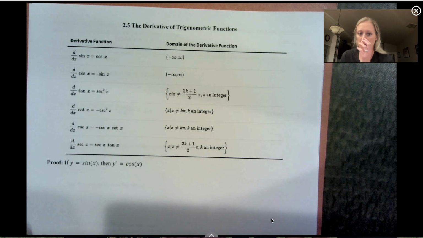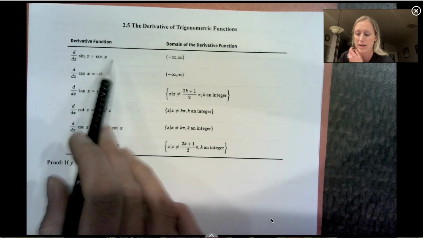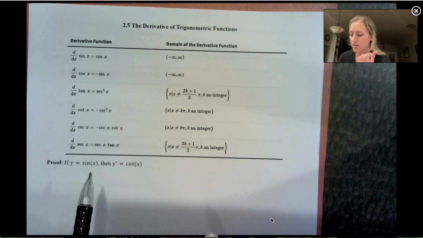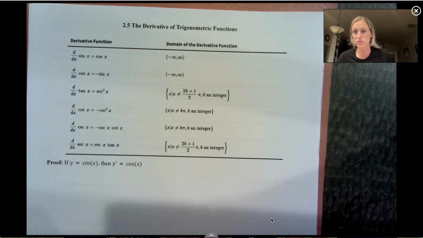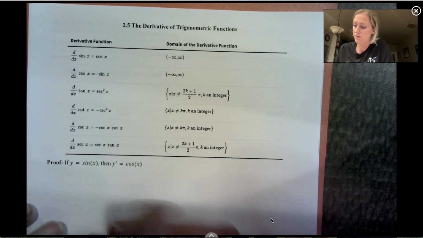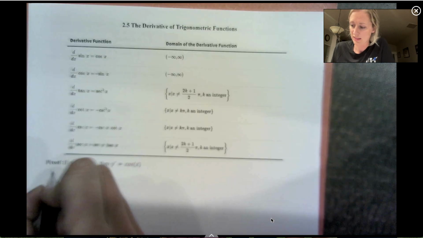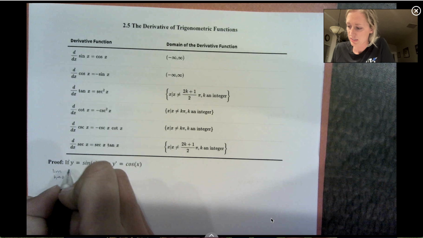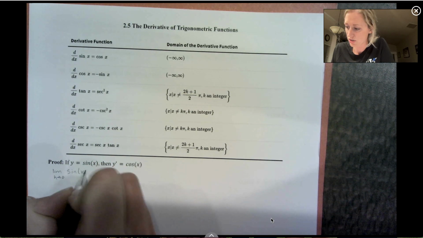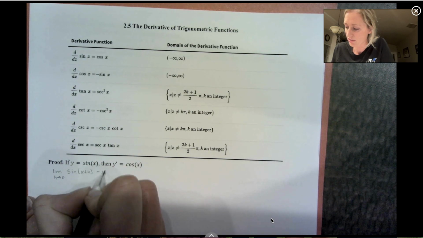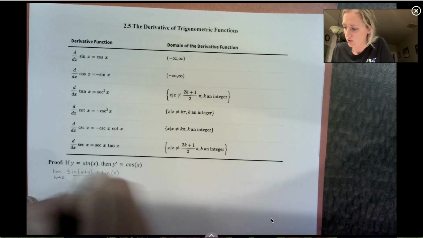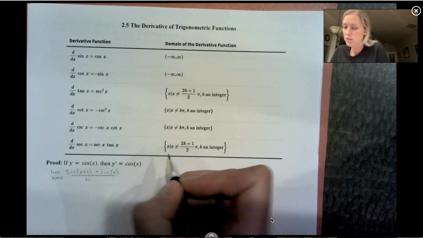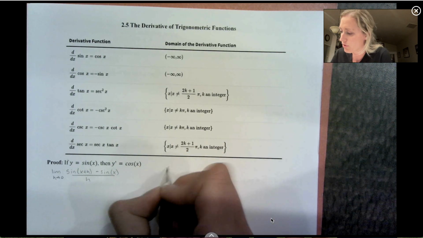Okay. So let's first prove why. Let's just do this first one. Why is the derivative of sine x cosine x? So we're going to use our definition of a derivative, the difference quotient. So we're going to look at the limit as h approaches 0 of sine of x plus h minus sine of x over h. Okay, so we're actually going to use a trig identity here. We're going to use the addition identity for sine.